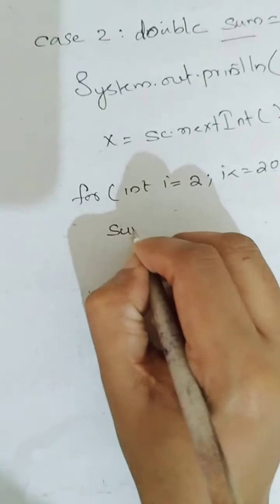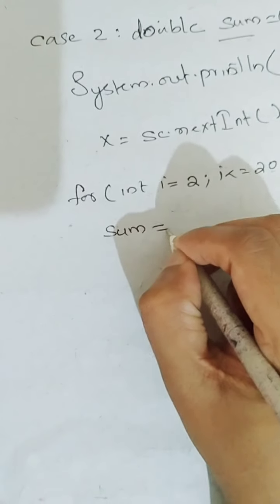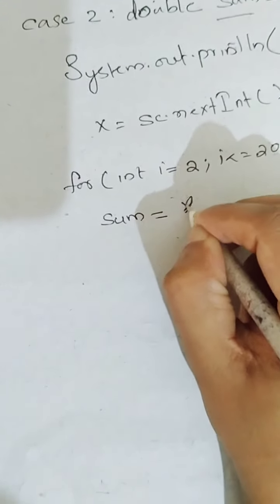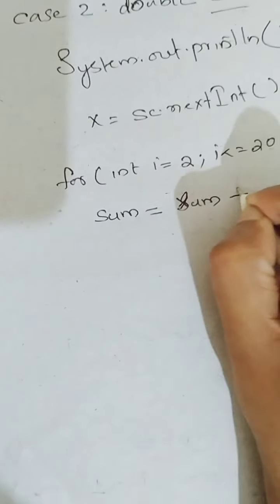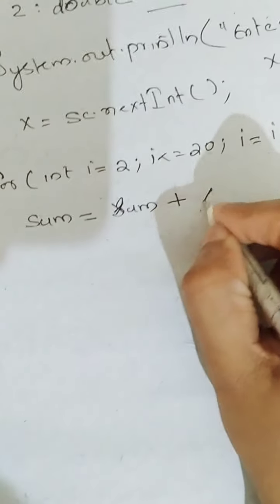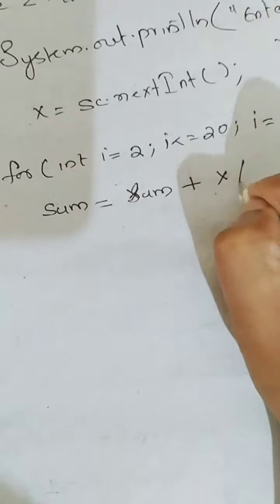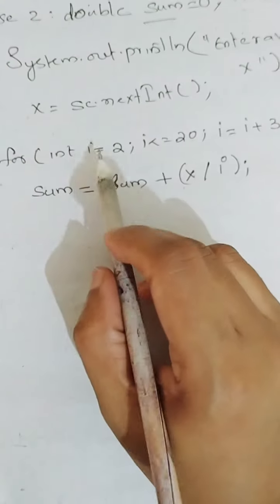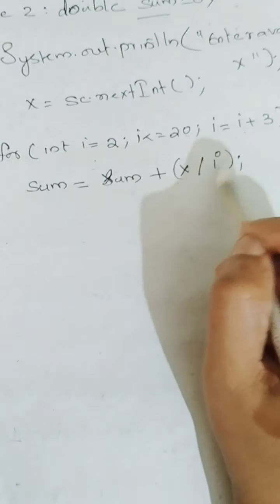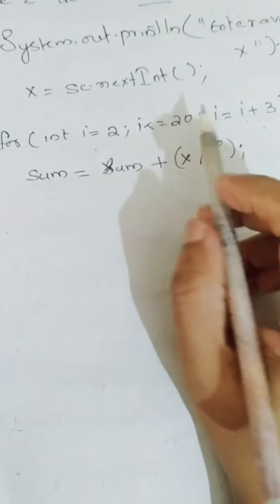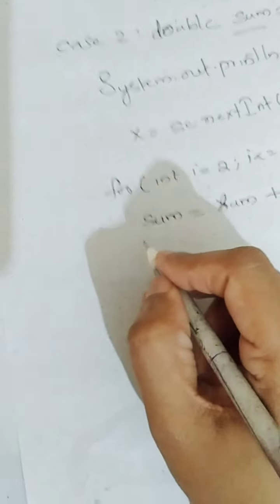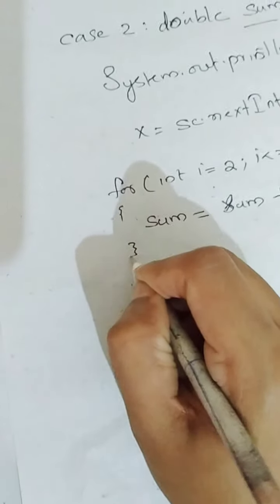And you will write sum is equal to sum plus x by i. i is equal to 2. So next time i plus 3 means 2 plus 3, 5. Next time, so here I will not put curly braces. It means that there is only one statement under the loop. If you want, you can put them and close.